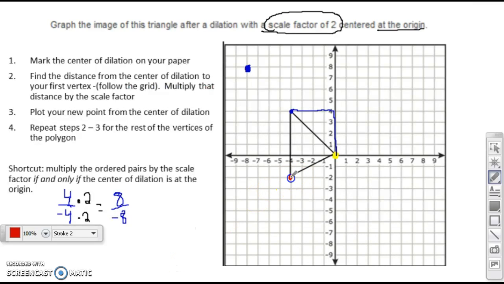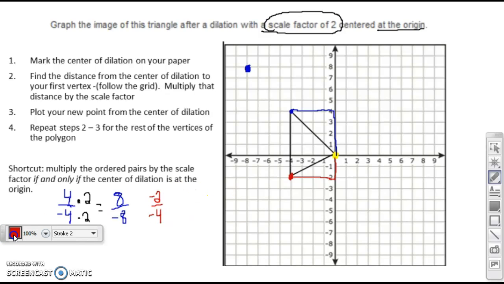Okay, let's look at that again. Let's use this red vertex now. I'm going to start off at the center, and I'm going to count the distance following the grid to how I got to that point. So I went down 2 units, and then backwards 4 units. I'm going to make a little note in my scratch work that I went down 2 and backwards 4.